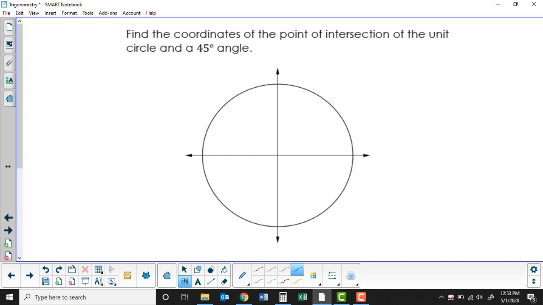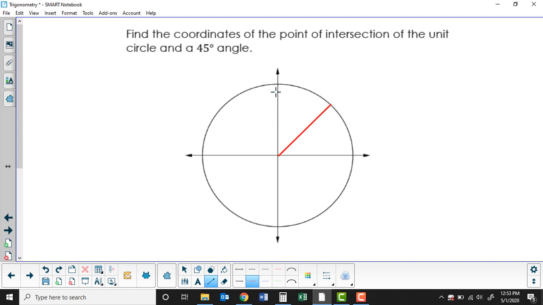One more time. It says find the coordinates of the point of intersection of the unit circle and a 45-degree angle. Guys, are we going to go counterclockwise or clockwise if this 45 degrees is positive? Hopefully you recognize that we are going to go counterclockwise. So we're going to start our terminal side right here. We are then going to go counterclockwise 45 degrees, which is right in the middle.